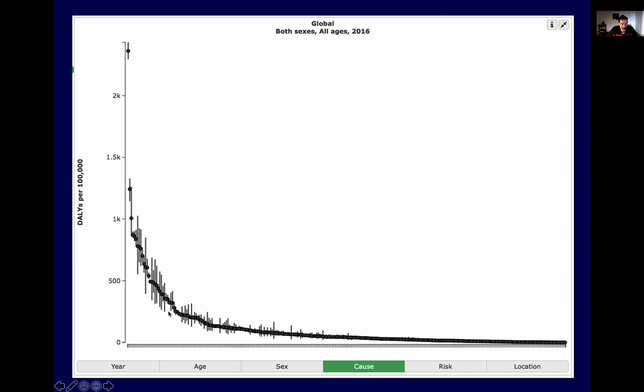It's possible that the number 5 cause of death is actually the number 4 cause of death and things like that. But I just want you to come away from this, looking at these data on the global burden of disease, with the understanding that there is uncertainty in the estimates that we have on the burden.